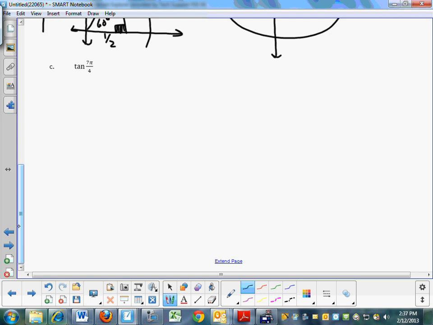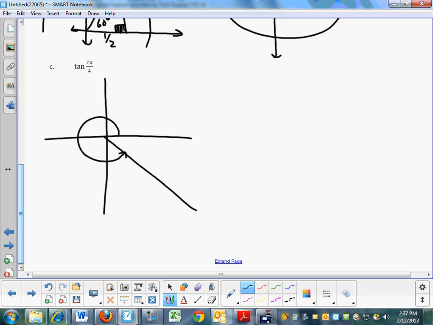Okay, tangent, 7 pi over 4. Convert 7 pi over 4 to degrees. Ooh, it's over 4, so it's 45. 7 times 45. 7 times 40 is 280. 7 times 5 is 35. 315, yep. You'll get used to those, 315. So that will put me right there. What kind of angle is left over? A 45-degree angle.